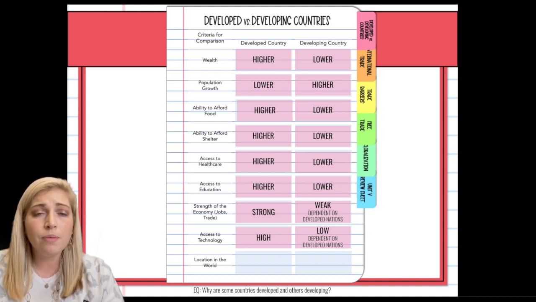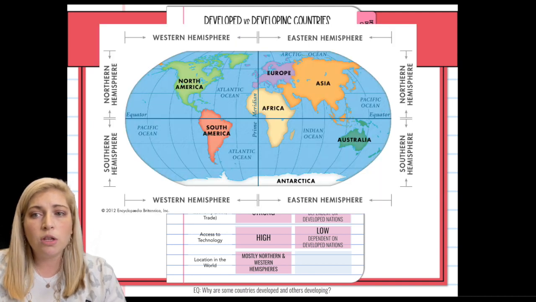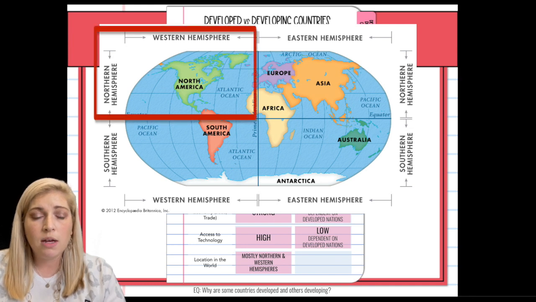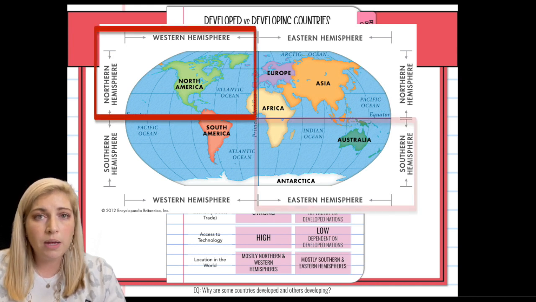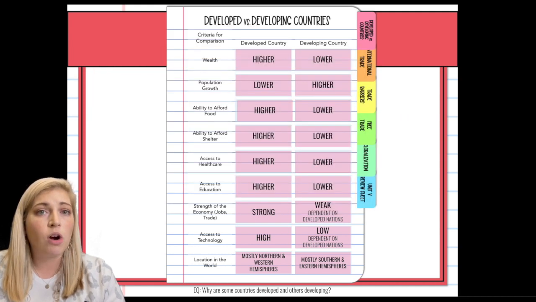Lastly, the location of most developed countries, and again, I say most, there might be some outliers, but generally the location in the world of developed countries is going to be in the northern and western hemispheres. And then the developing countries are going to be in the southern and eastern hemispheres. Again, there are some outliers, but generally that's where they lie.